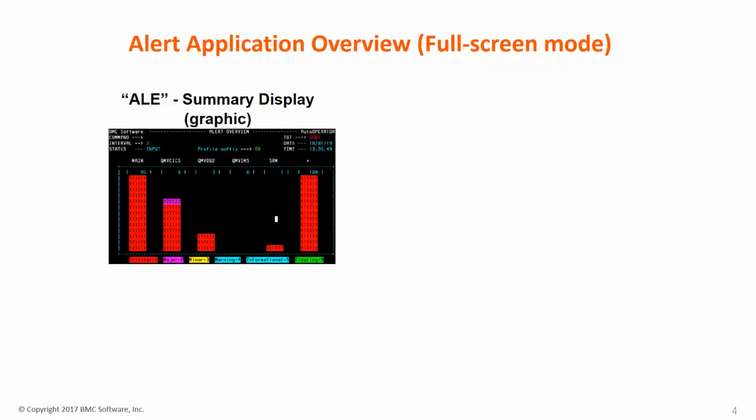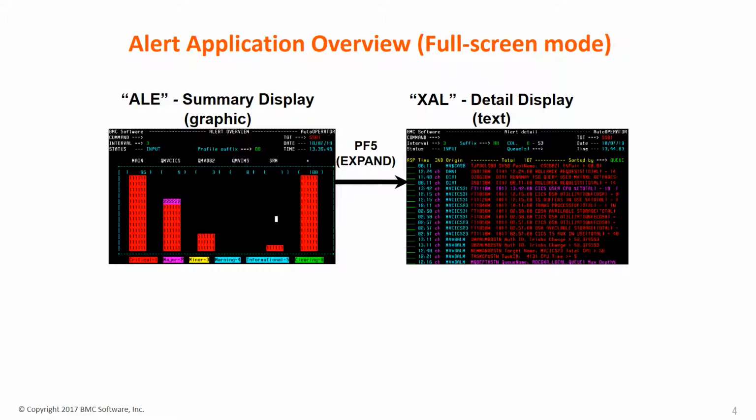The ALE view provides a graphic summary display of your outstanding alerts broken down by the queues they're assigned to, and they're color-coded by severity. If we use the PF5 or expand key from this view, we'll be transferred to the XAL display, which provides us with a detailed list of the alerts, including the message text associated with them.